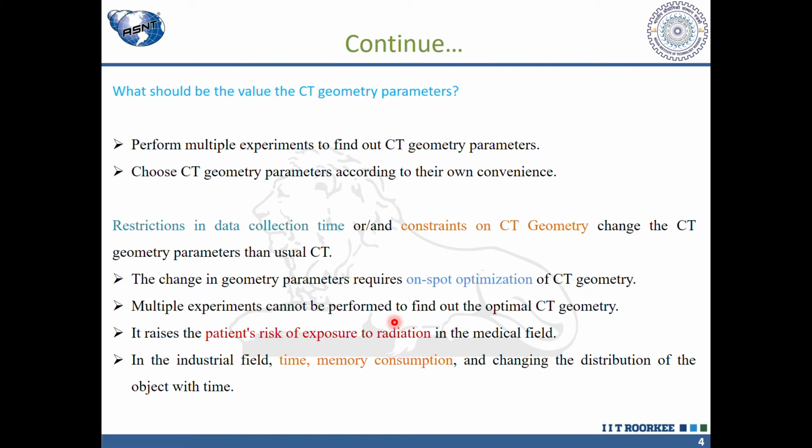But we cannot perform multiple experiments on the spot to find out the optimal CT geometry parameters, because in medical science it raises the patient's risk of exposure to radiation, while in the industrial field, time, memory consumption, and the changing distribution of the object with time disapprove the on-spot optimization of CT geometry parameters.